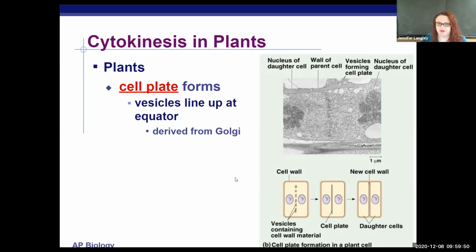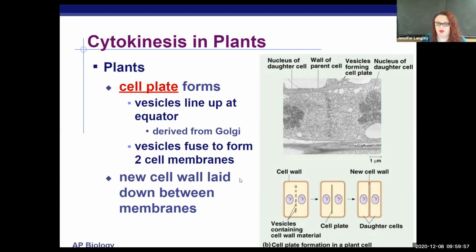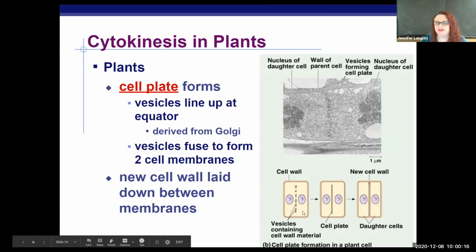Again, derived from the Golgi, they fuse together to form 2 cell membranes and our cell wall. So our cell plate forms, the vesicles line up at the equator, vesicles fuse to form our 2 cell membranes and the new cell wall in between. It's really kind of cool, but if you take a look at this plant cell as it's dividing, what do you notice about the size of the new cells?